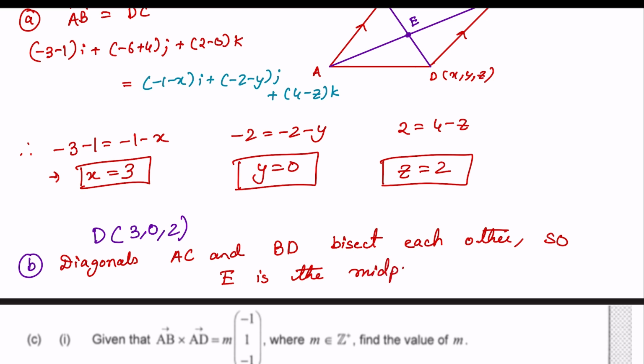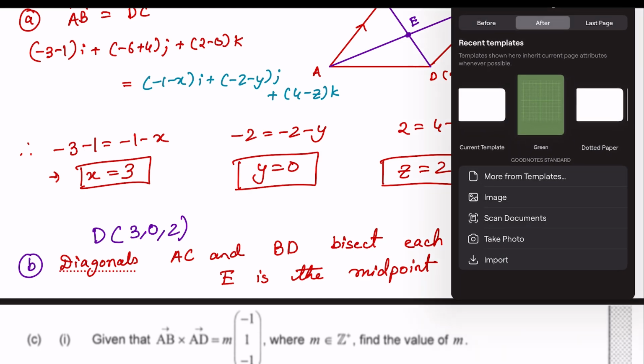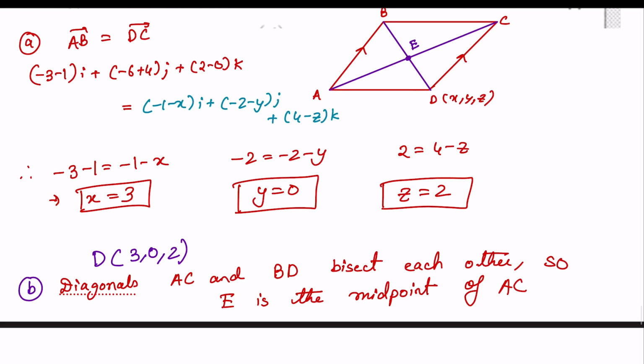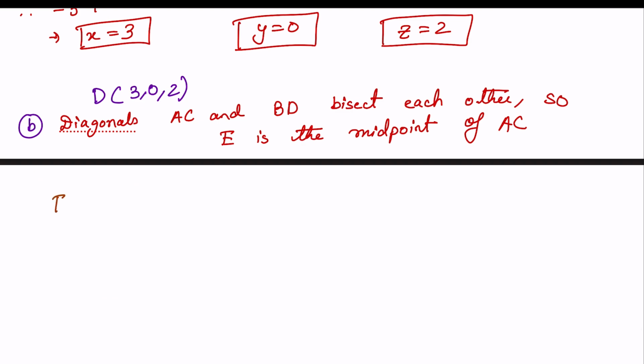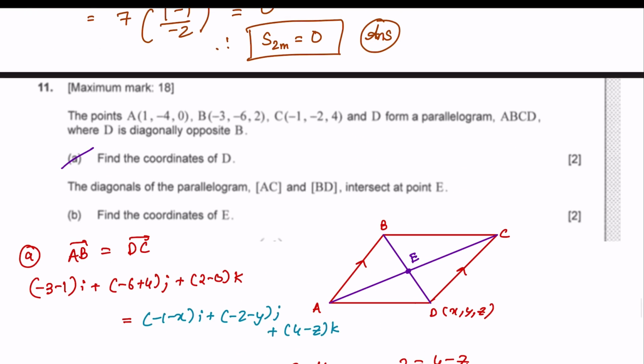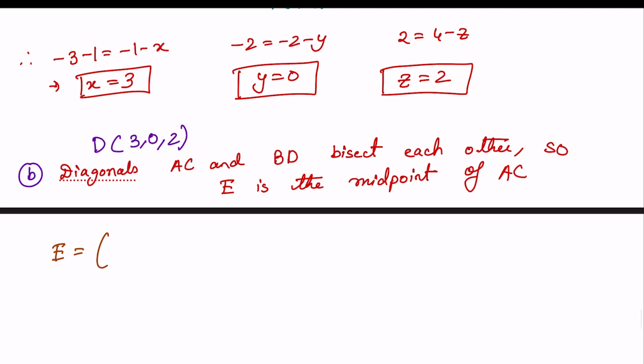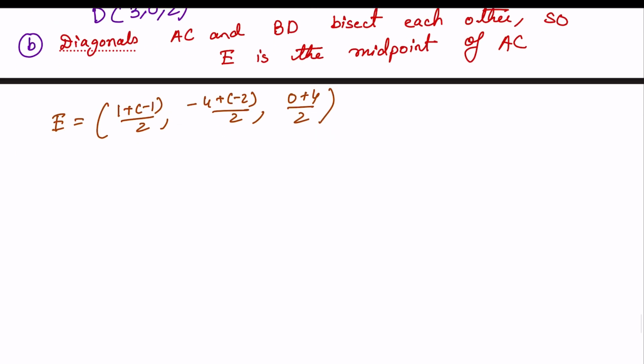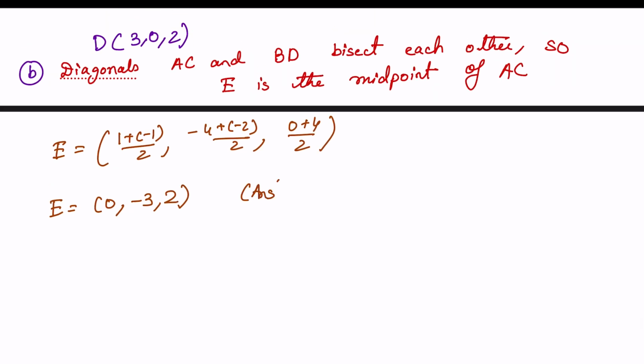Midpoint of AC. Just add another page here. So coordinates of E is coordinates of A plus coordinates of C divided by 2. So 1 plus minus 1 by 2, comma minus 4 plus minus 2 by 2, comma 0 plus 4 by 2. So E gives us 0, comma minus 3, comma 2. These are the coordinates of E, and that's the answer to part B.